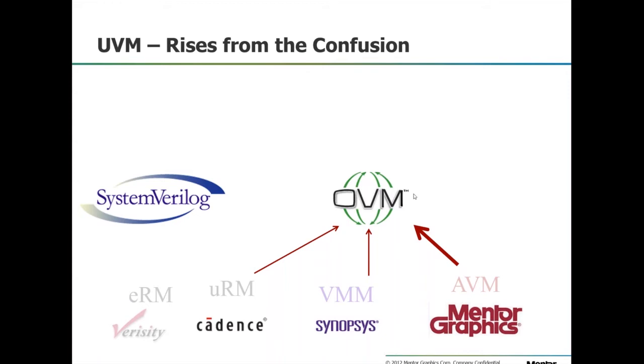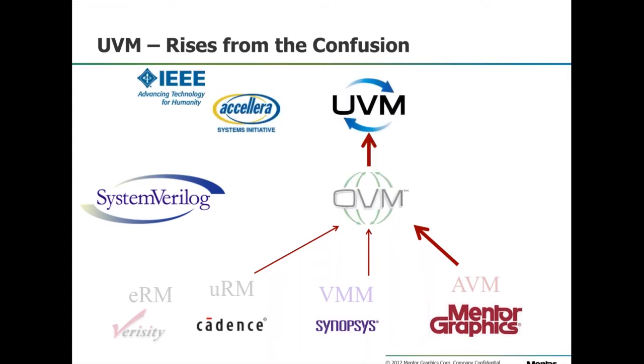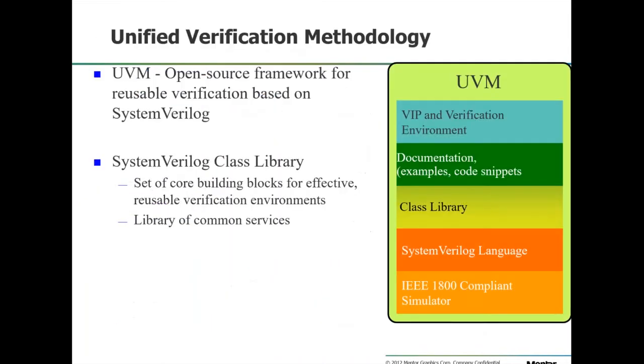Well, then what happened was the IEEE, who had created SystemVerilog, said, this is good stuff, let's make it a standard. And so they basically uprevved OVM 2.0, and instead of calling it OVM 3.0, they renamed the standard as UVM. So that's where these things come from.